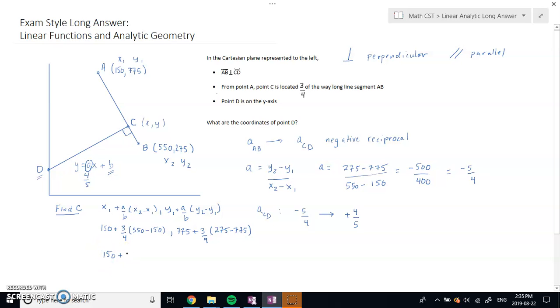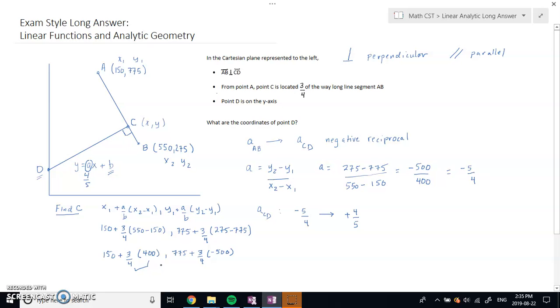Now, don't forget the BEDMAS. People make a big mistake. 550 minus 150 is 400. 275 minus 775 is negative 500. Now don't forget, you have to multiply these out first.